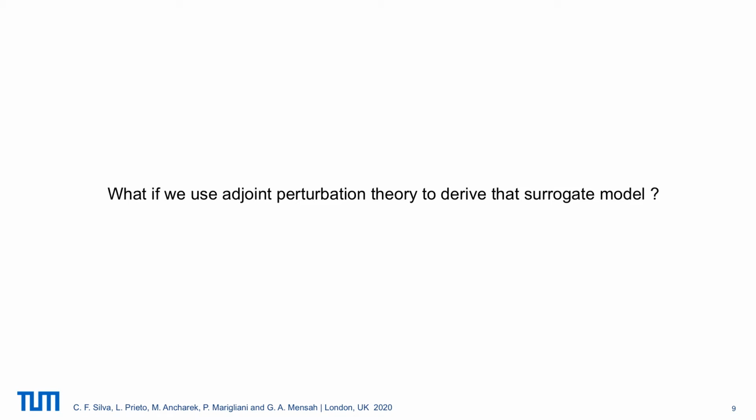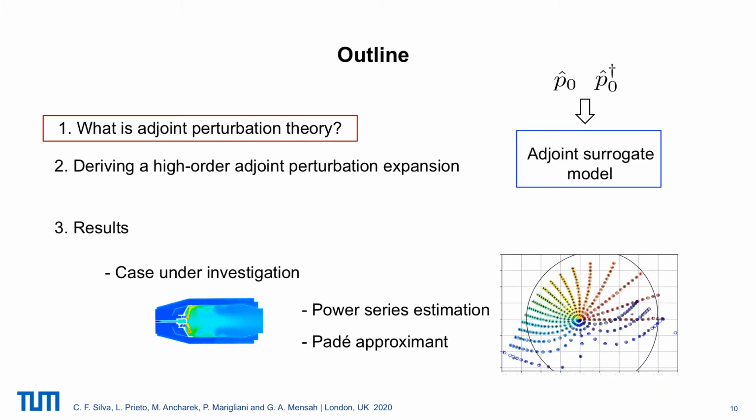So the main question now is, what if we use adjoint perturbation theory to derive that surrogate model? This is the outline. We will start with a very simple example explaining what adjoint perturbation theory is. Then we go to high-order adjoint perturbation theory. And finally, we end up with results.